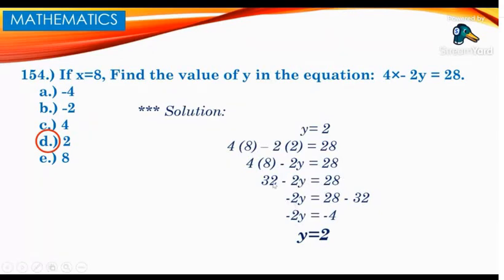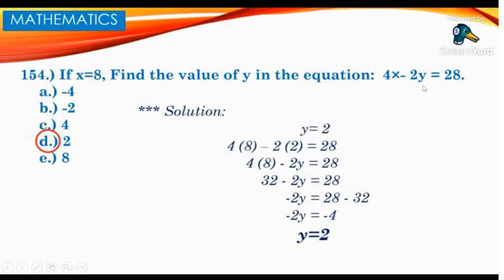So negative 2y, lilipat po natin si 32. So from positive, magiging negative. So negative 2y is equal to 28 minus 32, that is negative 4. Then divide both sides by negative 2. Okay, so let's cancel out negative 2. So y is equal to negative 4 divide negative 2. Negative divide negative is positive. So 4 divide 2 is 2. So y is equal to 2.